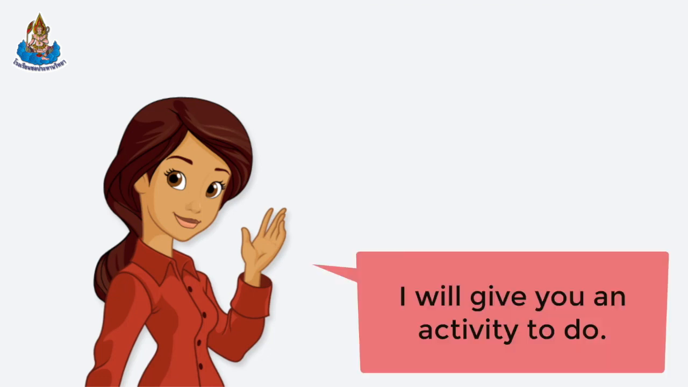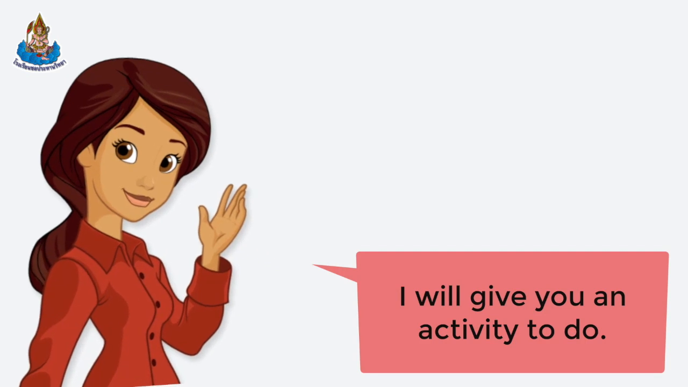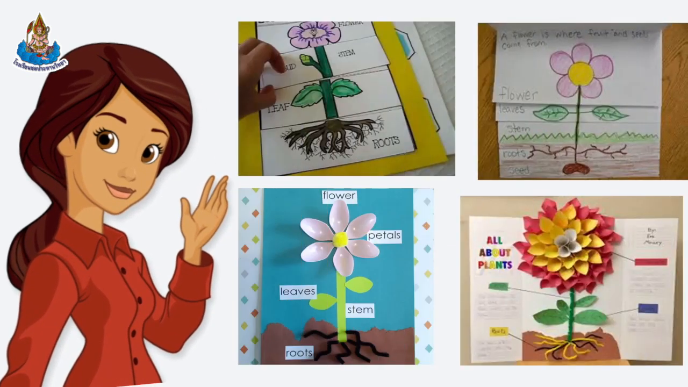I will give you an activity to do. In this activity, you need to be creative. So you need to make an output that shows the parts of the plant and their functions. So you have here the different examples. These are samples only. You can make your own design showing the parts of the plants and their functions.